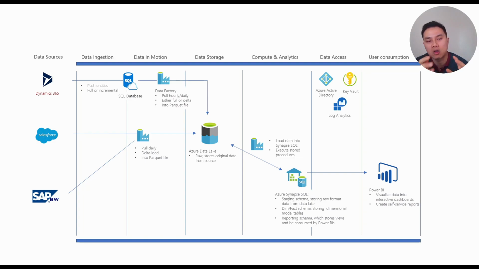I'm just going to quickly go through this because it might be a good one for a next video. You can see here there's Dynamics, Salesforce, and SAP ERP systems as the data sources, and we'll have various mechanisms to bring the data into the data lake in the middle, Azure Data Lake, and that could be a push. In Dynamics, you see at the top there is a push into a SQL database, whereas Salesforce and SAP BW are a pull using Azure Data Factory.